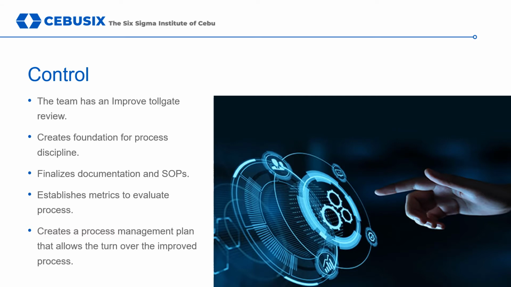Control is the final phase for Six Sigma teams. During the control phase, teams usually handle four tasks: creating the foundation for process discipline, finalizing documents regarding the improvement, establishing ongoing metrics to evaluate the process, and of course, building a process management plan that lets the team transition the improvement to the process owner.